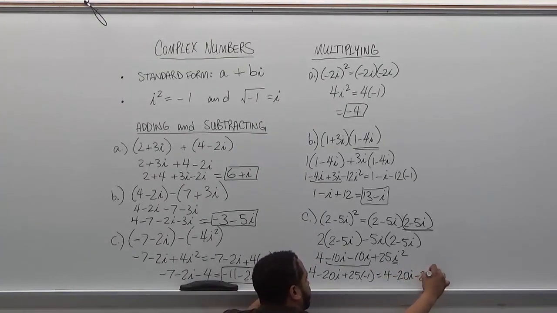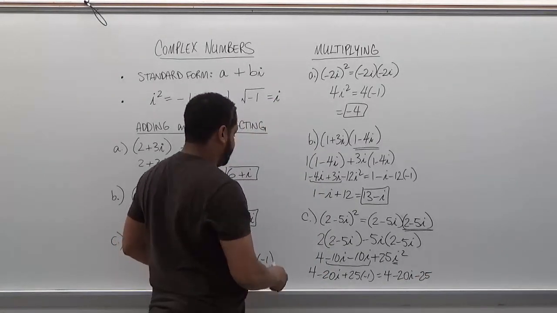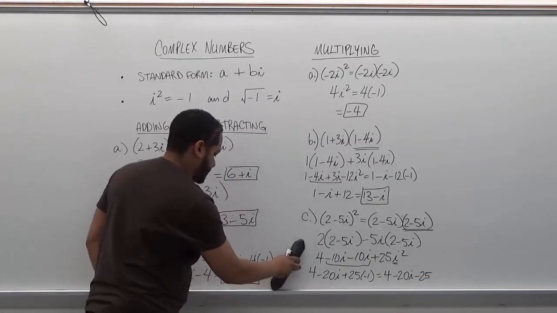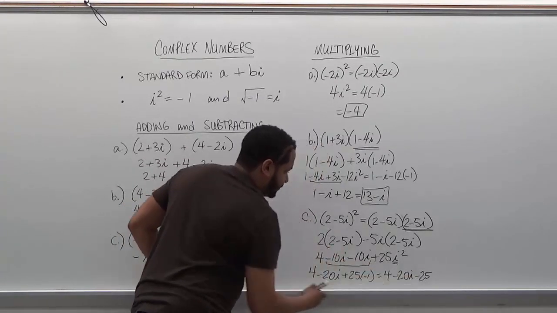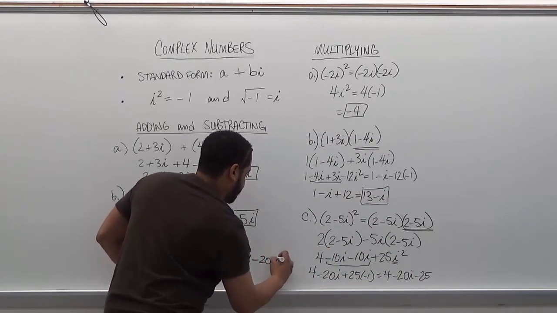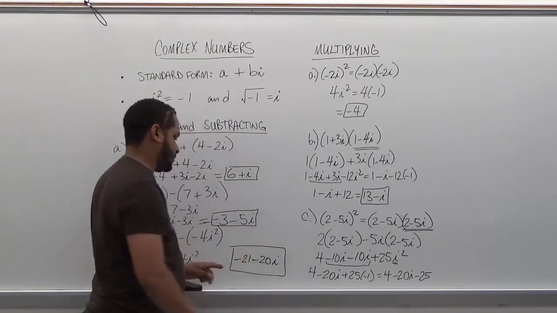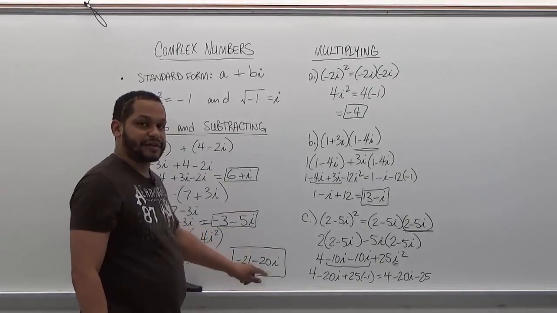And finally, what we want to do with this is simplify it, right? And 4 with negative 25 is going to give us negative 21 minus 20i. And here's the solution for that problem. Remembering that the number goes first and the complex number goes second. All right?